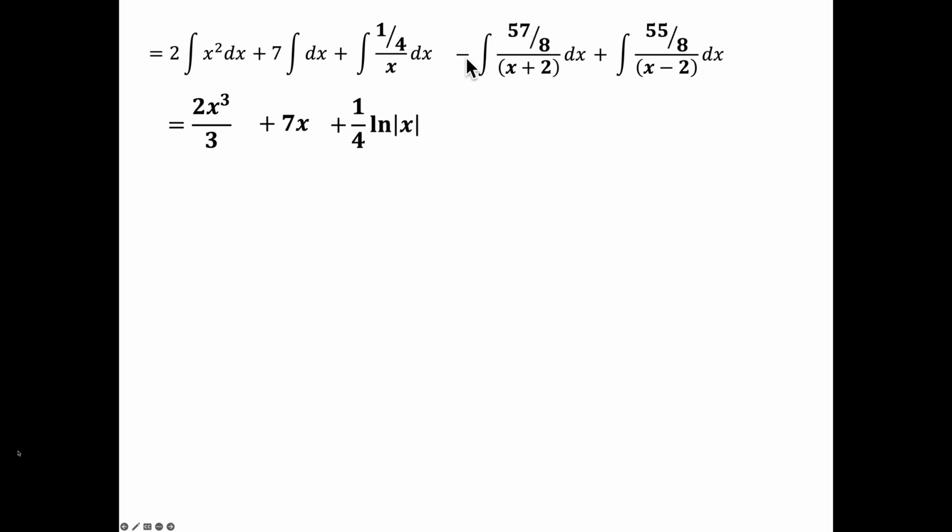Move out the 57 over 8. So minus 57 over 8 times the natural log of the absolute value of x plus 2. Move out the 55 over 8, so plus 55 over 8 times the natural log of the absolute value of x minus 2. And then tag on your plus C. And we are done with section 8.4.